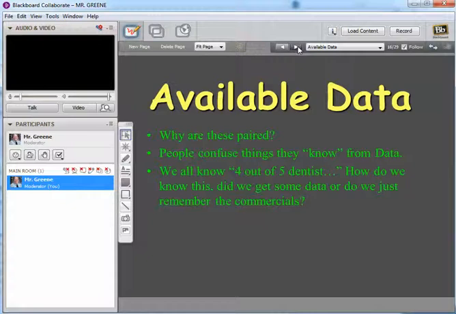Because you don't really have any data to support 4 out of 5 dentists doing that. You've just been given that information and you believe it and you go from there.